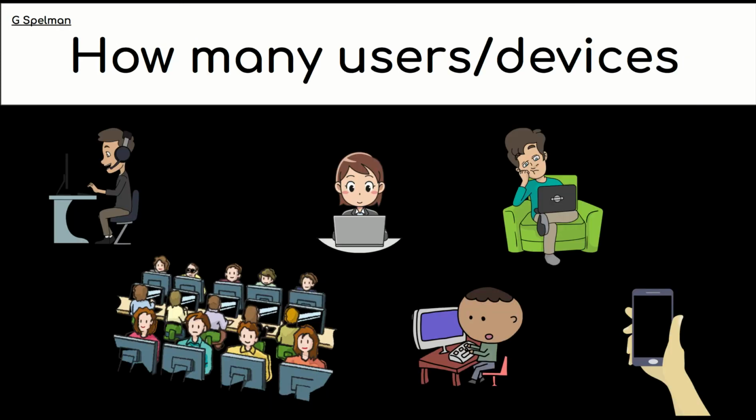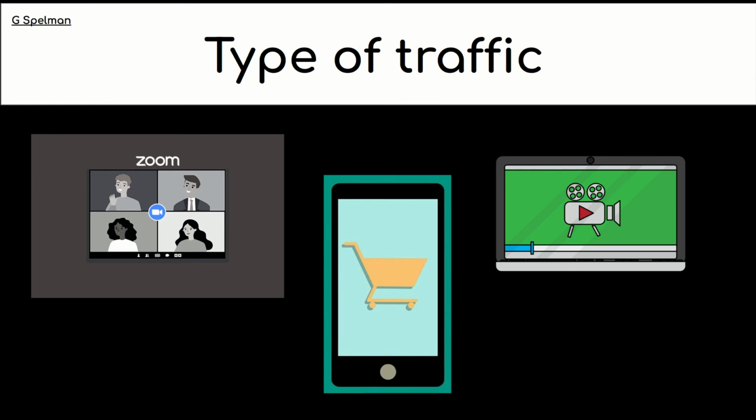One of the things that will affect the performance of the network is the number of people using the network, or the number of devices being used on the network. Another factor is the type of traffic. So some applications will generate more network traffic. For example, streaming live video will have a bigger hit on the network performance than online shopping. And a Zoom meeting too will need quite a bit of bandwidth.